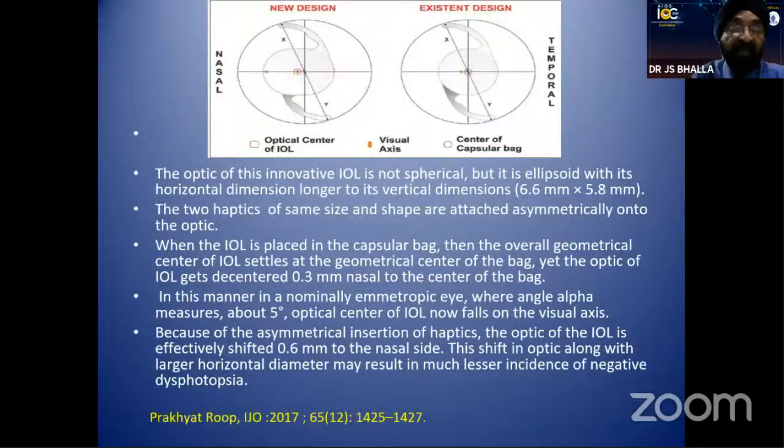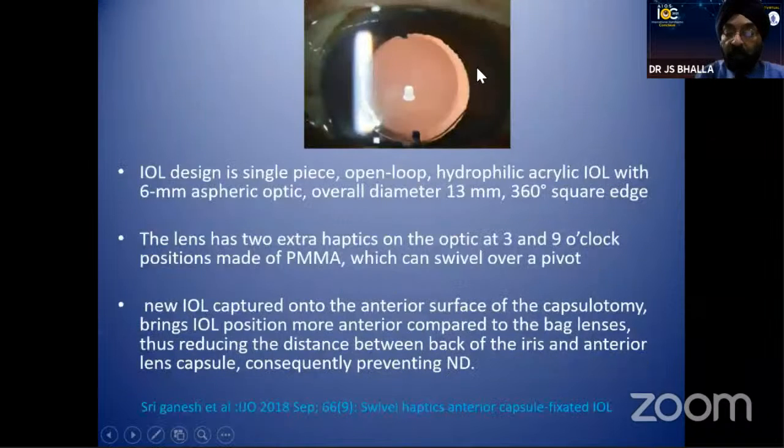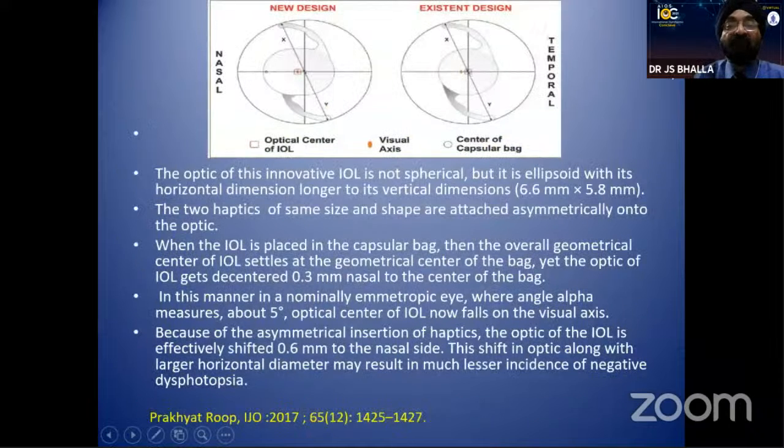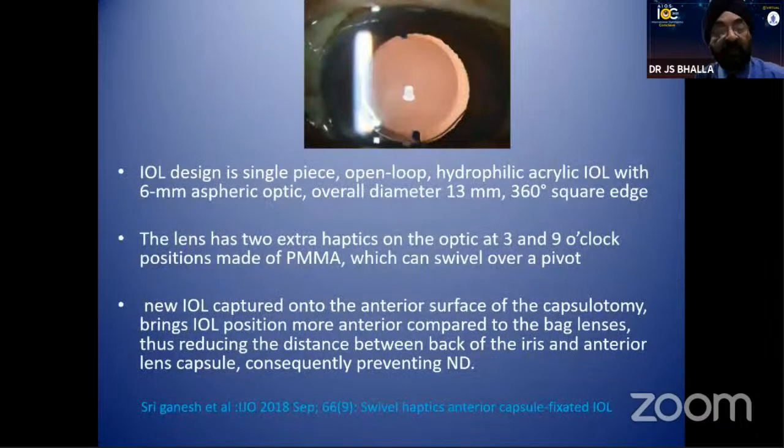Now, this was a very interesting publication by Prakhyat Roop, published in the Indian Journal of Ophthalmology, wherein the IOL, instead of being round, has a dimension that is larger horizontally than vertically, and the angle at which the haptics are attached is also different. So the optic axis and the visual axis now coincide with each other. This shift in the optic, along with the larger horizontal diameter, may result in much less incidence of negative dysphotopsia.